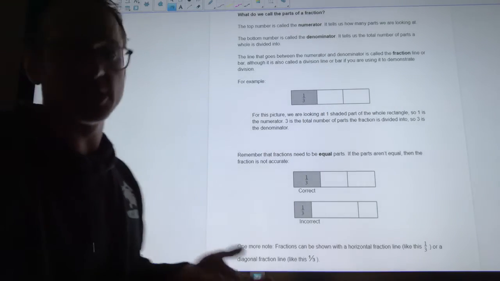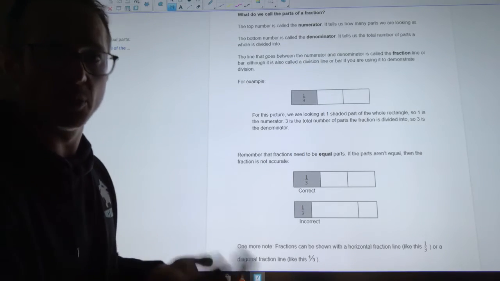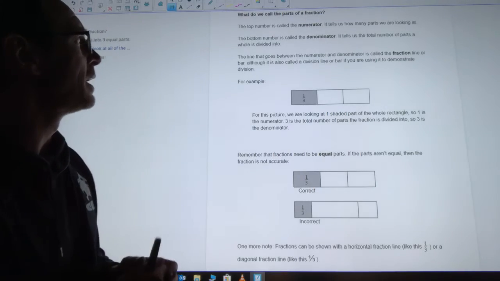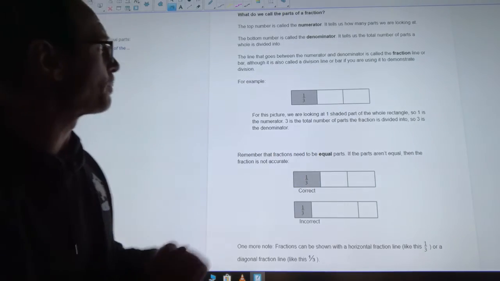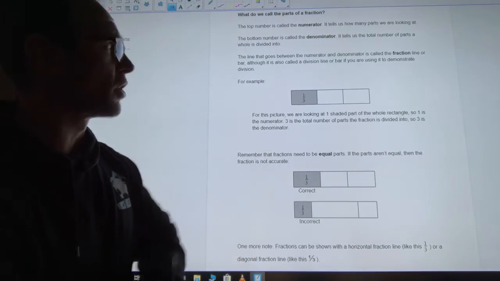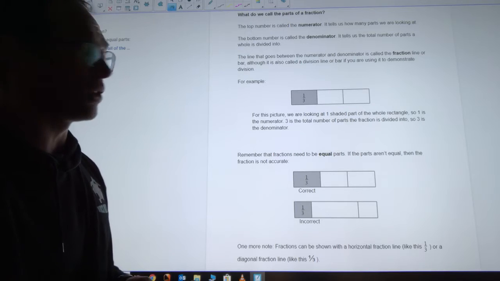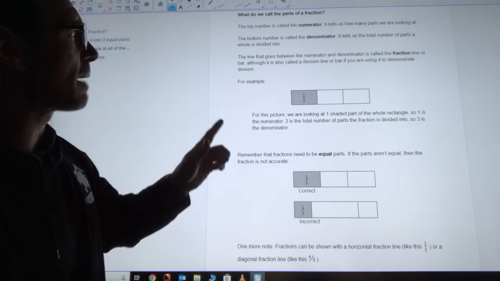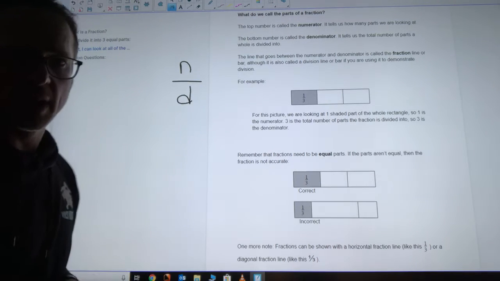We could look at unshaded parts, or if we had different colors, we could look at all the blue parts or something like that, right? So the parts we're looking at is what we put on top, and that's called the numerator. The bottom number is called the denominator. It tells us the total number of parts a whole is divided into. Okay? I remember these. I have the N on top and the D on the bottom.